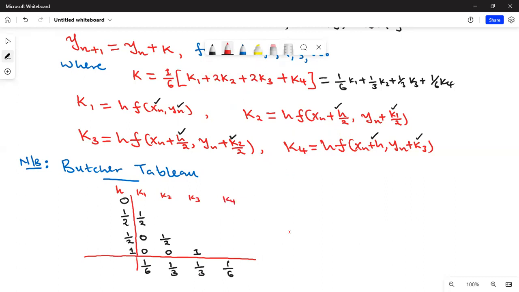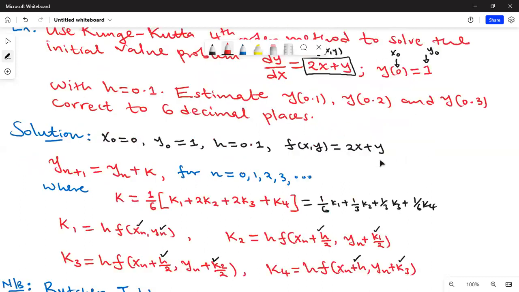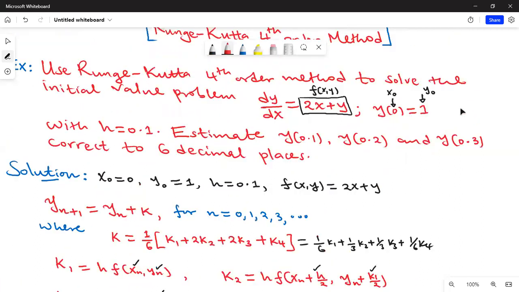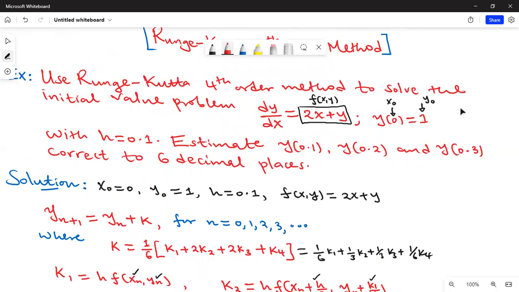That was just a note because in some examples, you might be given the Butcher table for the Runge-Kutta fourth order method, or whichever order, and you are asked to use that table to solve any given initial value problem. Now let's go back to our problem. Now that we know the iterative formula, we are going to iterate from 0, 1, 2, 3, etc.